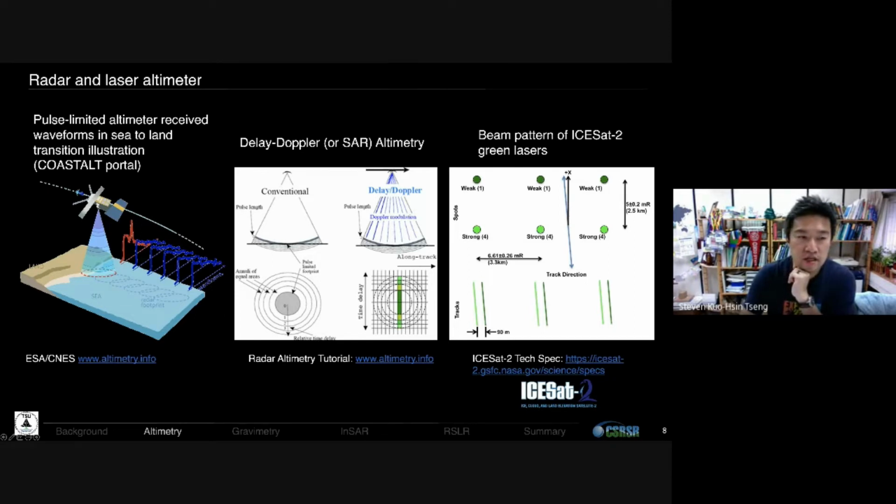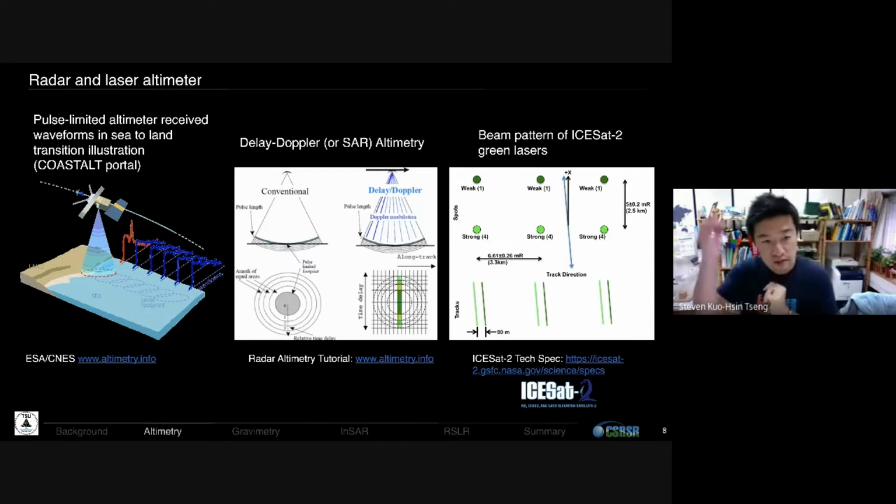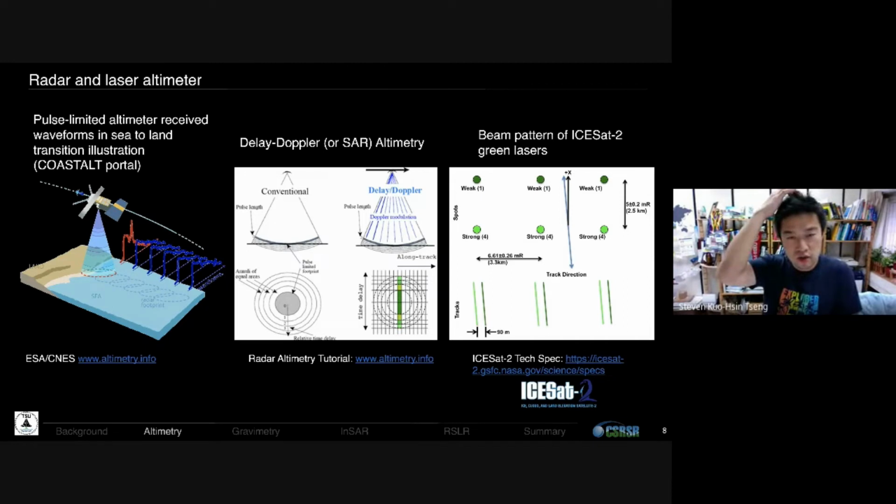So basically the principle of altimetry is to measure the travel time. It's a two-way travel time. When the satellite sends out the signal and you receive the backscatter, it's basically a round trip. So you divide it by 2 and multiply by the speed of light, then we can get the distance. Then we know how far away the target is, and by using some data, we can understand how high the surface is.